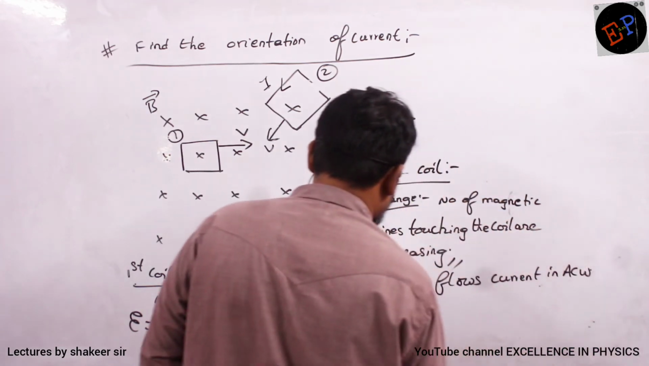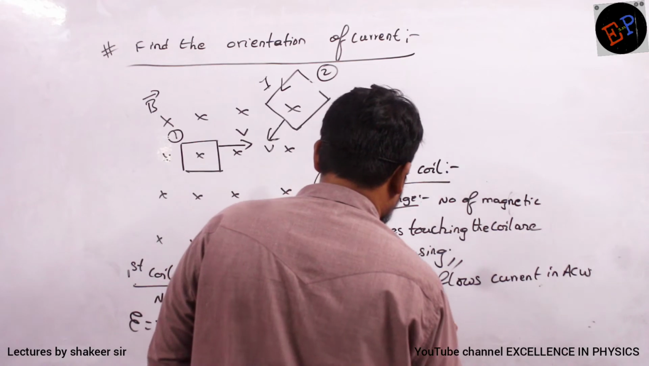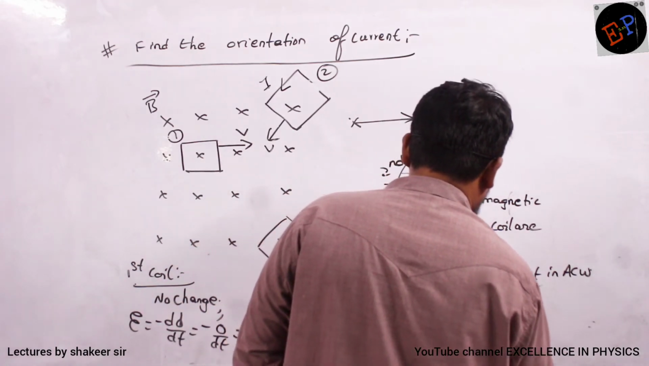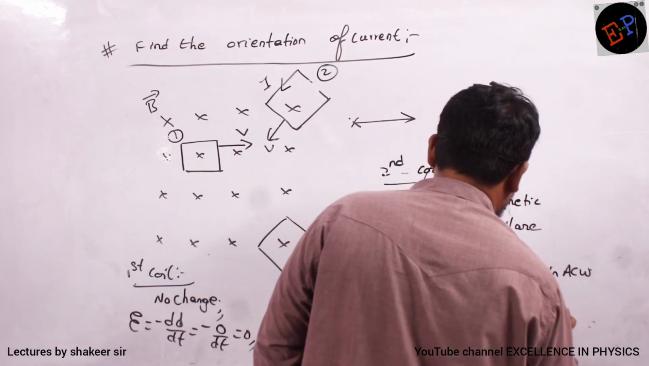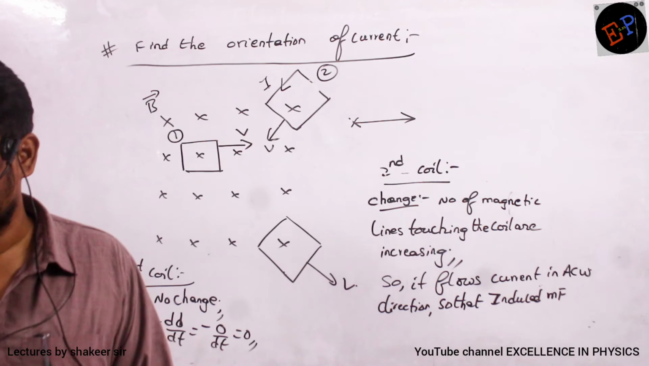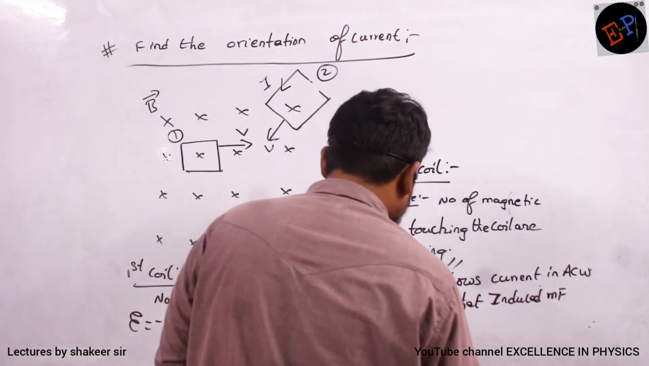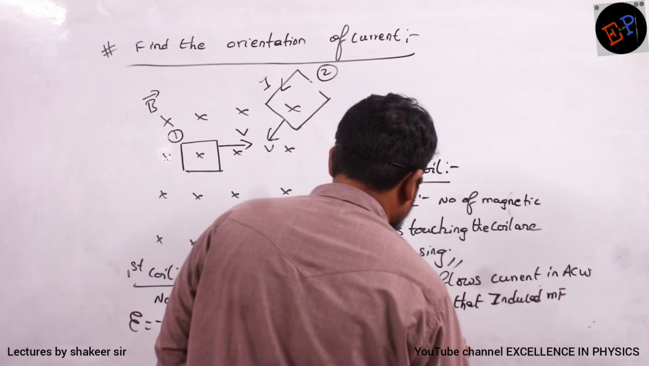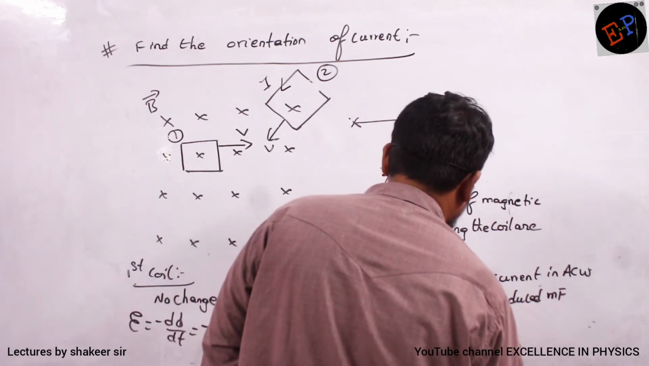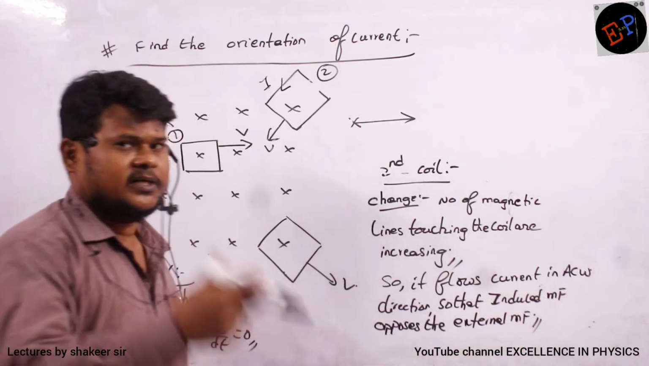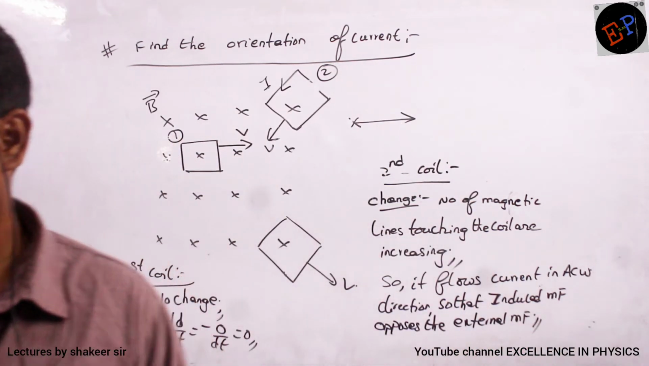Anti-clockwise direction. Okay? So that induced magnetic field, meaning the magnetic field developed by the coil, the induced magnetic field opposes the external magnetic field. That is the method of opposition.